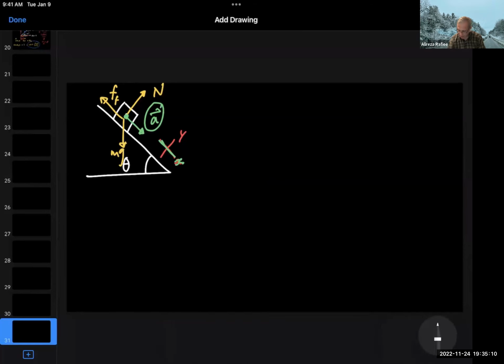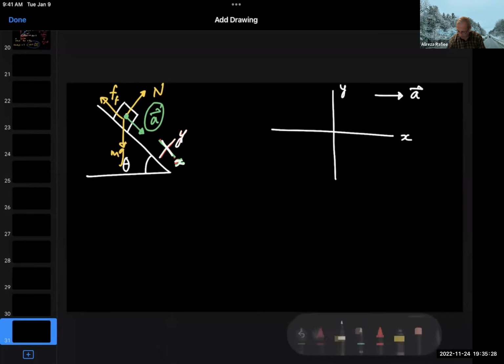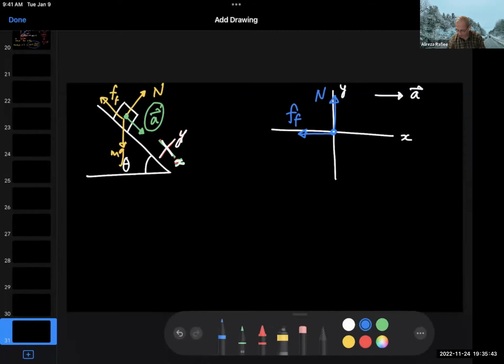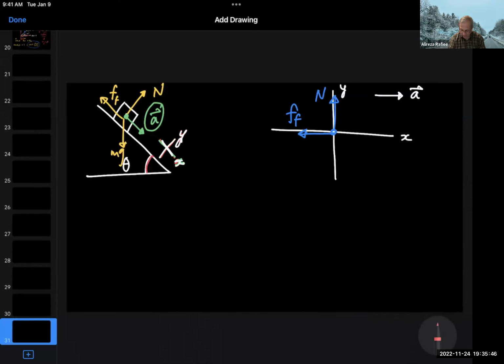Okay, now in this case, I have a coordinate system which is x and y. But remember, x is parallel to the surface, and y is perpendicular to the surface. That means I have an acceleration in this direction. Now, normal to the surface is obviously normal to the surface, so it would be in the y direction. So that would be n. Friction is easy because it's to the left side, opposite to the motion. So that is the friction. But what is hard is the force of gravity, for which you have to identify this angle.